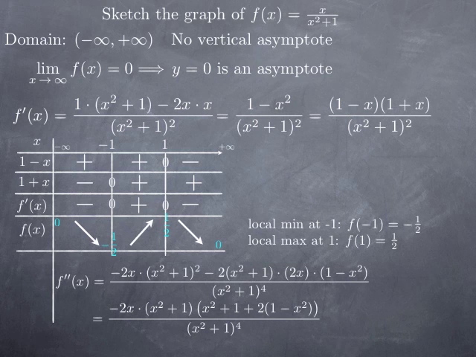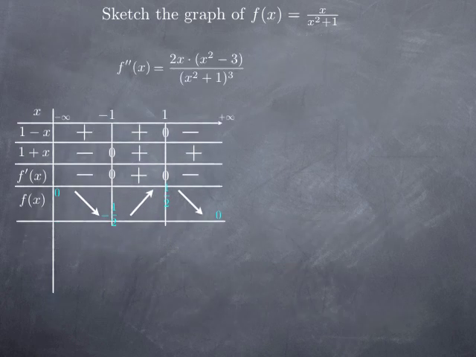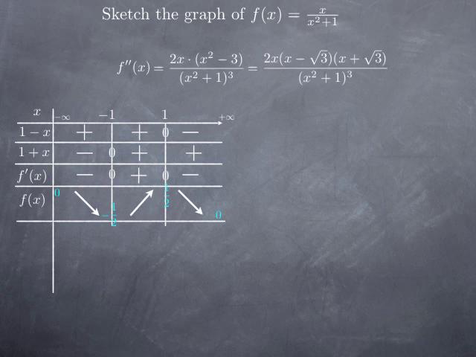Multiplying things through, in the last parenthesis at the top I get x squared plus 1 plus 2 minus 2x squared. In other words, 3 minus x squared. I'm sorry, yes. And so I have 3 minus x squared in that parenthesis. I can get rid of the negative sign in front of the fraction and I get 2x multiplied by x squared minus 3. So this is what we have for the second derivative. X squared minus 3 factors further as x minus root 3, x plus root 3.